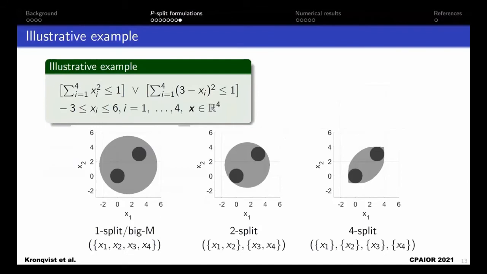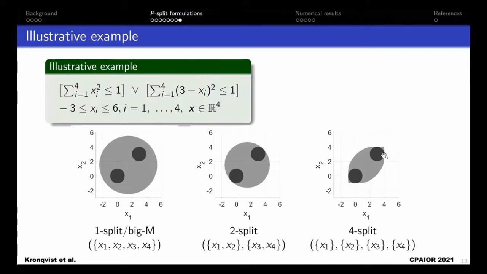These figures show the relaxations of the big M or 1-split formulation, the 2-split formulation, and the 4-split formulation. So here, if you relax the binary variables and allow them to take on fractional values, then any point within these light gray areas becomes feasible. And here you can see that the big M formulation gives a weak relaxation, giving us a poor approximation of the original constraint. With the 2-split formulation, we obtain a tighter relaxation, giving us a better approximation of the original constraint. And again, if you form a 4-split formulation, we again obtain an overall stronger relaxation. This does not form the true convex hull, but it gives us quite a good approximation of the convex hull.